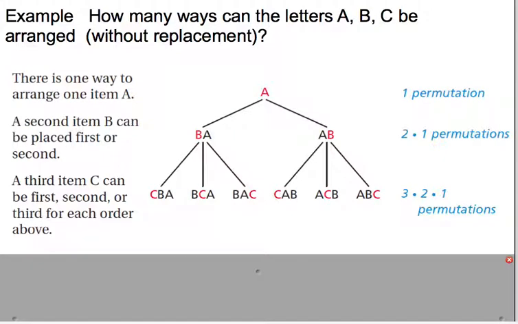All right, so here's an example. How many ways can the letters A, B, and C be arranged without replacement? So what we have here is a tree diagram. We're going to start with the letter A, and then we're going to choose the next letter. So we could have it start with a B, then an A, or an A and a B. And we choose the next letter, C.